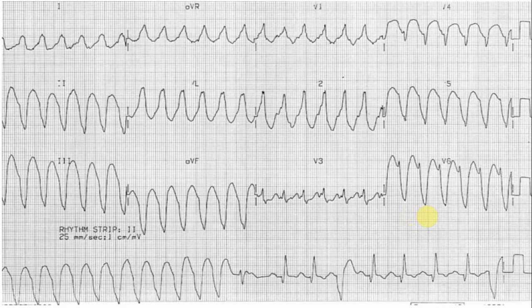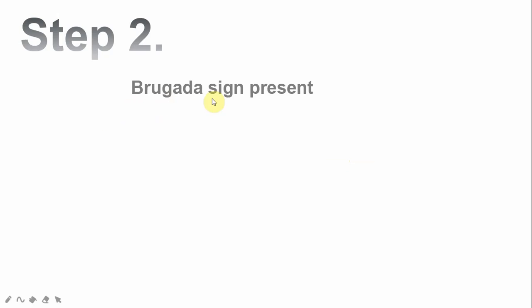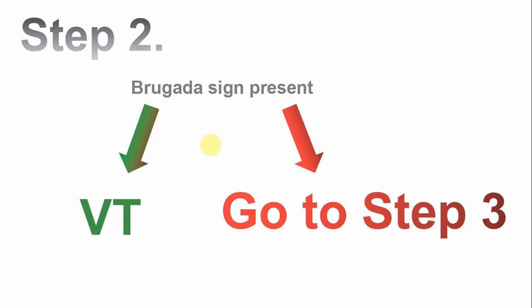So the Brugada sign is present, and if the Brugada sign is present, it's very likely that this patient has a VT. Let's magnify this V6 once again. Sorry about the poor resolution, but that is the best we can get. Once again, from the beginning of the R wave to the nadir of the S wave, that is about 160 milliseconds, 4 smaller squares. So this is very likely to be a VT from Brugada criteria step 2. Once again, if the Brugada sign is present, it is very likely to be VT. If it is absent, this is not the end of the world. We'll go to the next step, which is step 3.